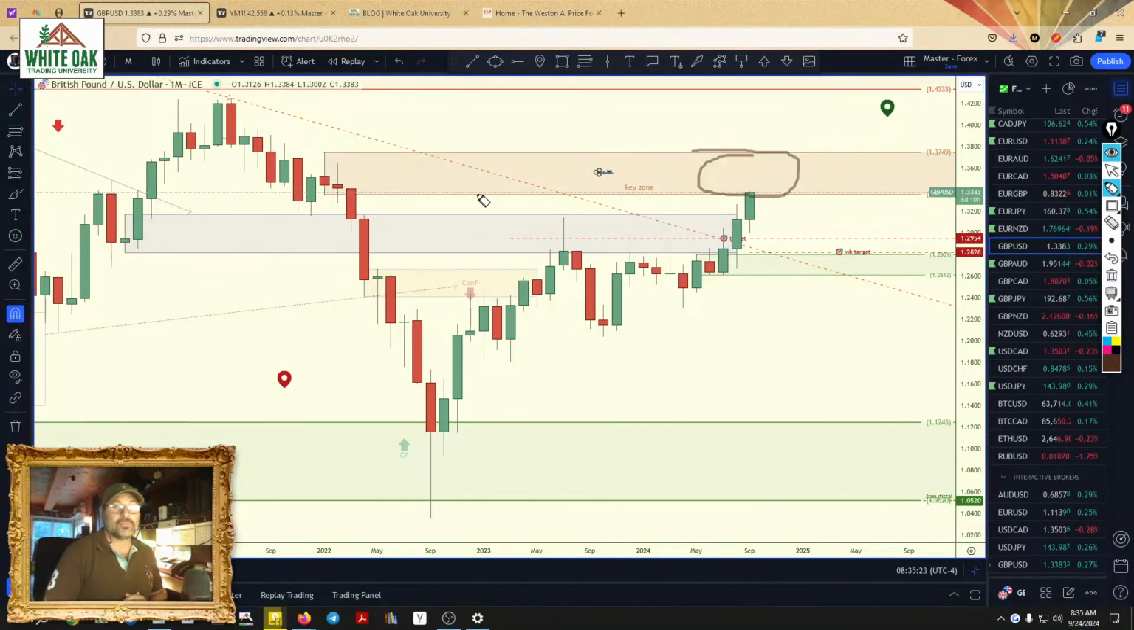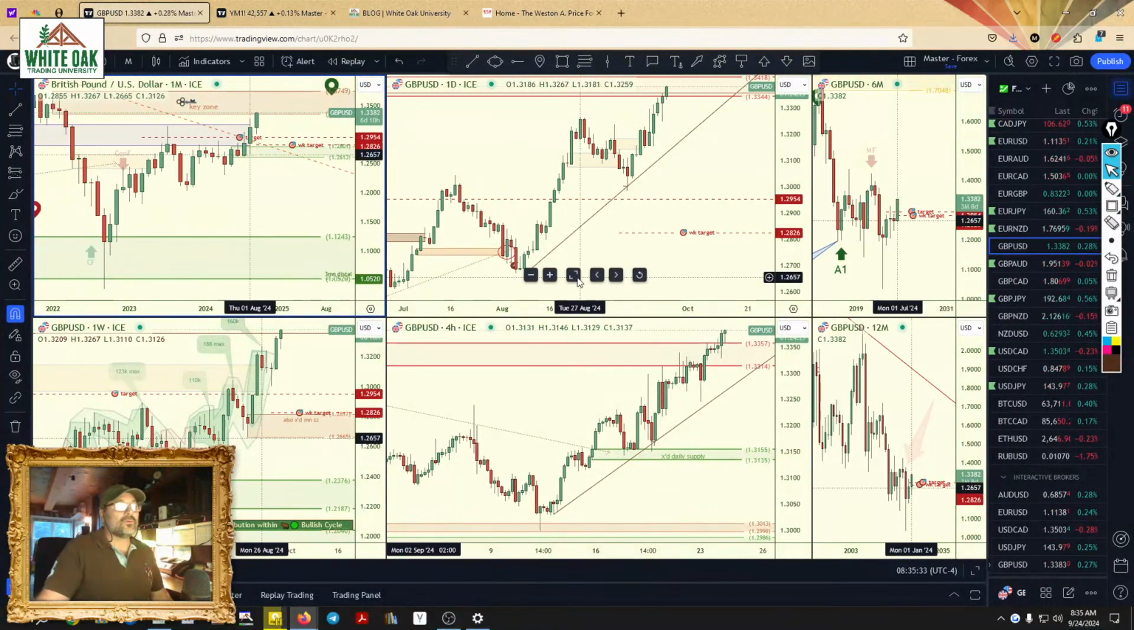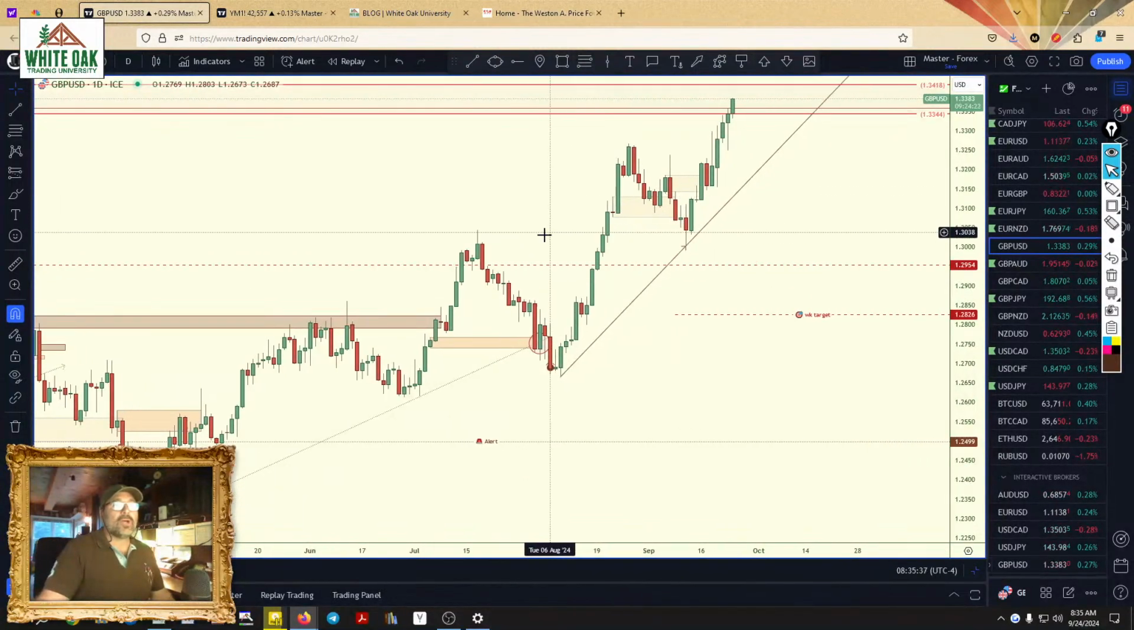a trading opportunity for us to take advantage of this move to the downside. So how are we going to do that? Well, there's a couple ways. Let's go over to the daily chart again. Now, remember, each time frame represents a certain period of time. Very important to know that.